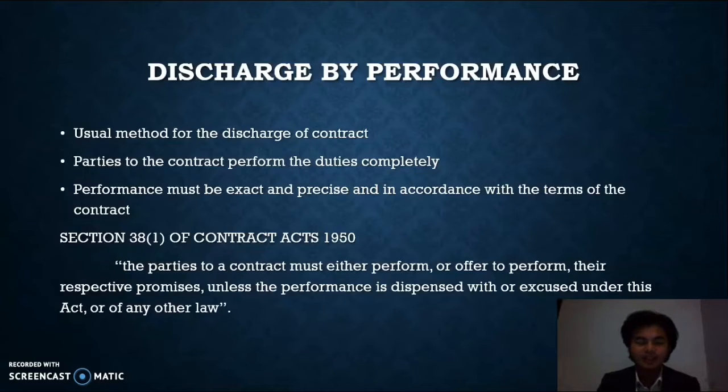Discharge by performance. This is usually the method for the discharge of a contract, where the parties to the contract perform their duties completely. The performance must be exact and precise, and in accordance with the terms of the contract. In Section 38(1) of the Contract Act 1950, the party to a contract must either perform or offer to perform their respective promises unless the performance is dispensed with or excused under this Act or any other law.